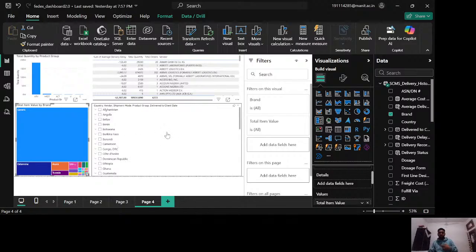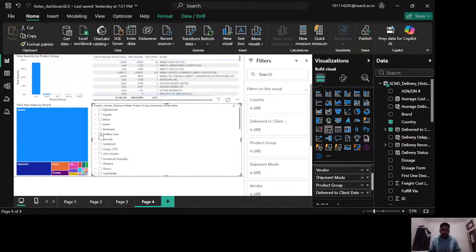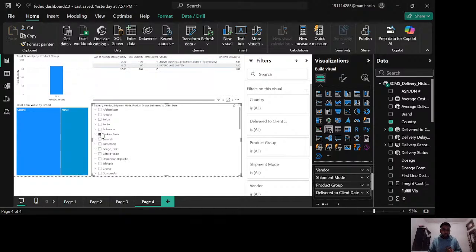Now moving on to our next visual, we have a slicer, and from this slicer we can visualize which brands are preferable in which countries, and also the product. In this slicer we have vendor, shipment mode, product group, and delivered to client date. So we can analyze all the necessary points related to our brand through this slicer.